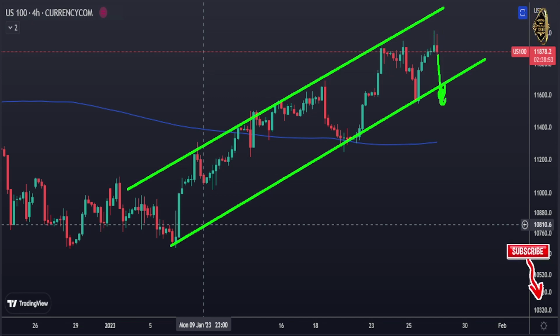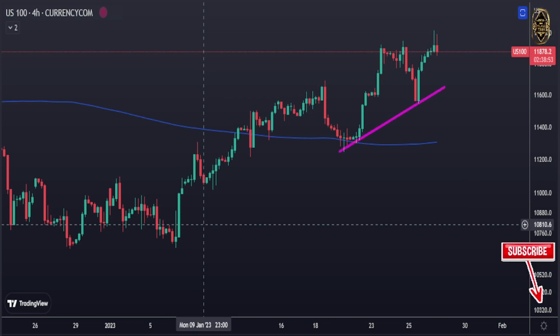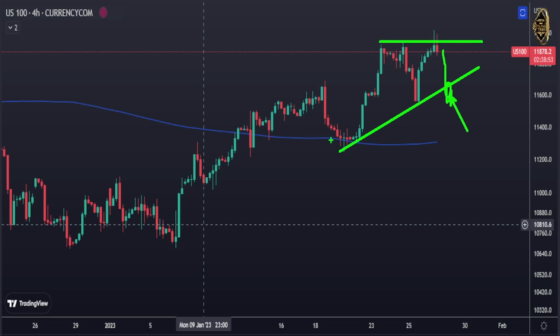If it comes and breaks lower here, you enter short, and you can even do the same as we showed in the SP500. You can make a triangle like that here. If it comes and breaks lower here, you can enter short, and over here you close some of the profit at that level.